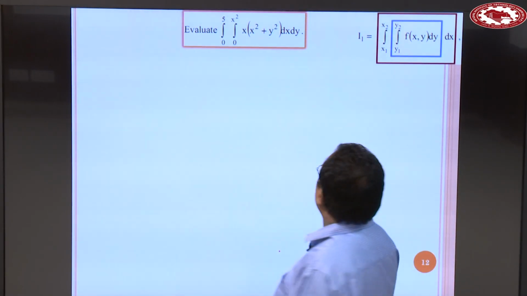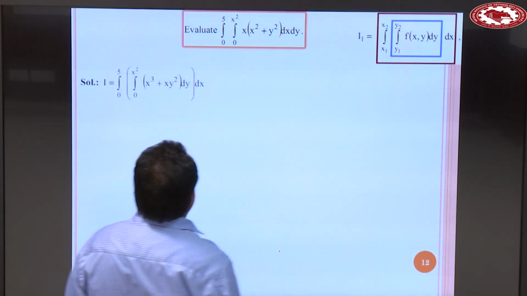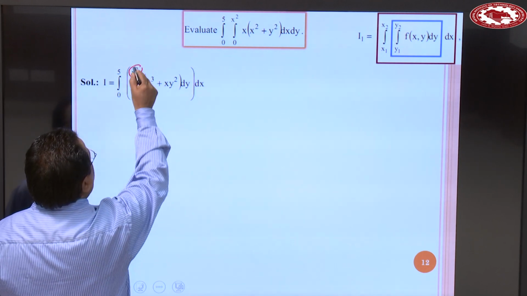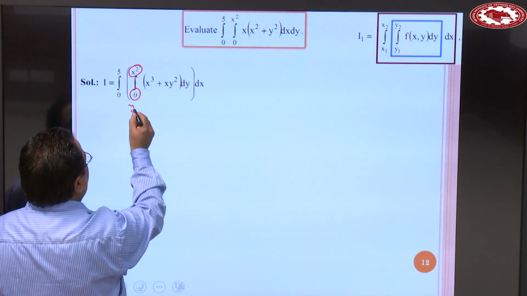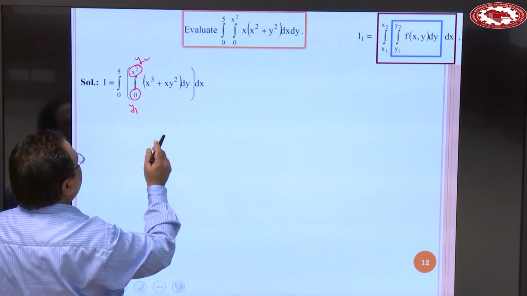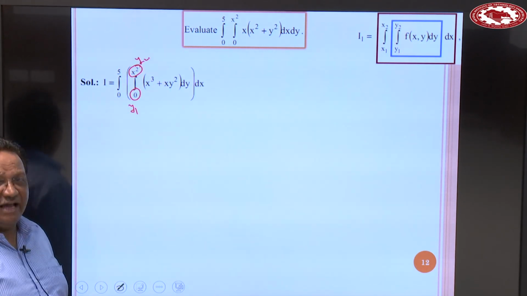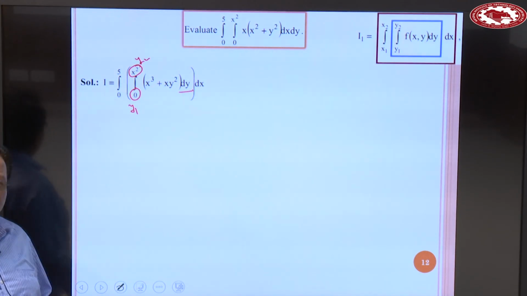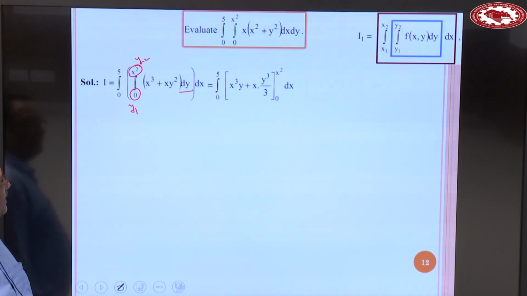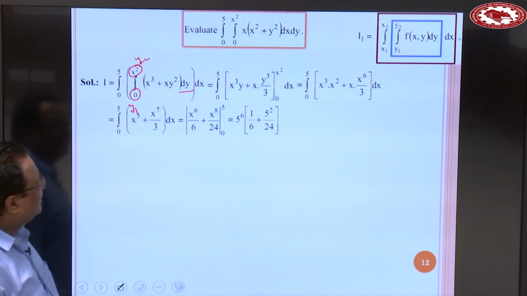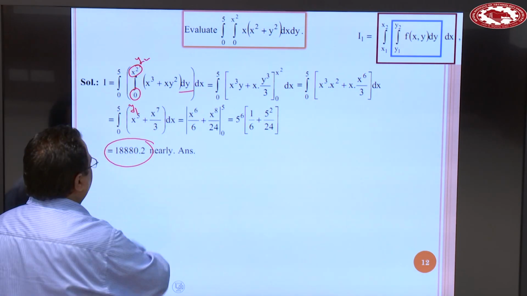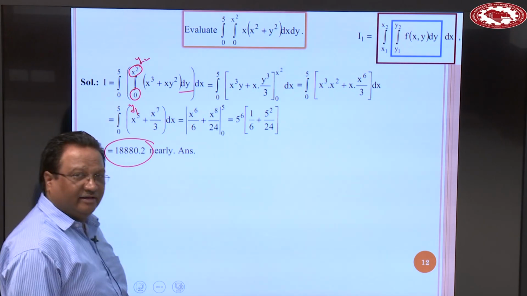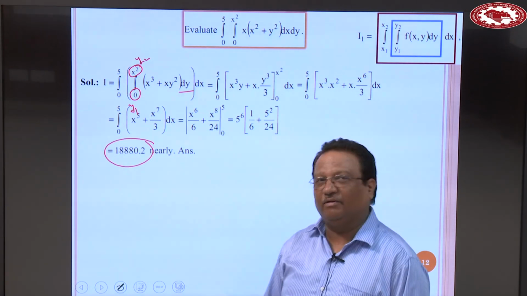So when you solve this type of problem, it looks like this. 0 to x square, 0 to 5. So these two limits are functions of x. This means y1 and y2 are given as functions of x, so integrate with respect to y first. So solve this inner integral, and then the outer integral, and you will get the required result, nearly 18880.2. That is the answer of this double integral problem.